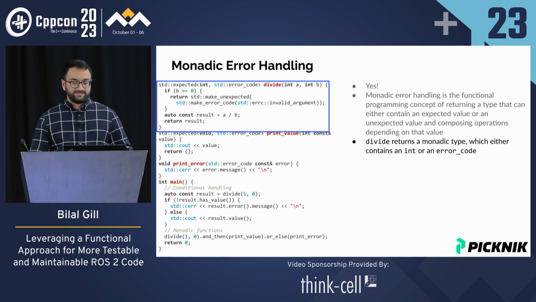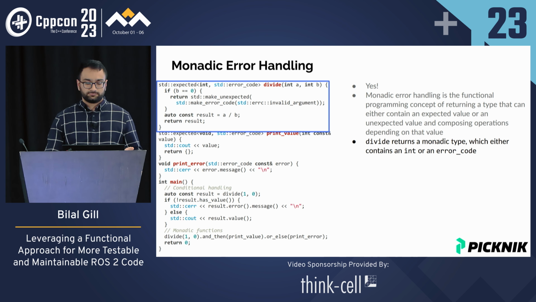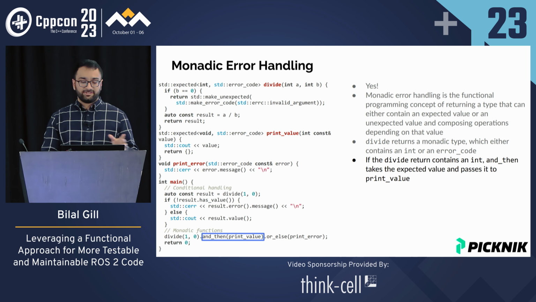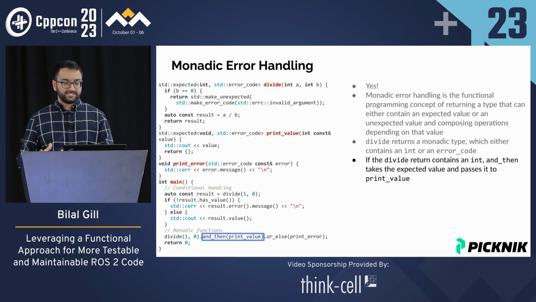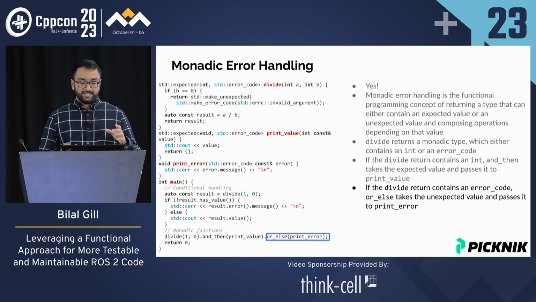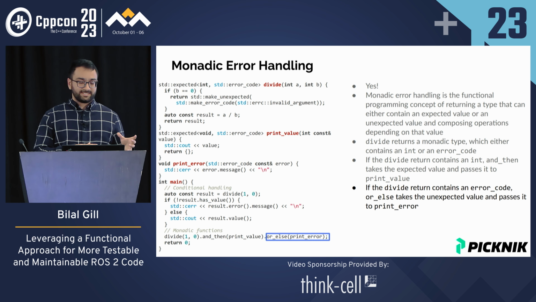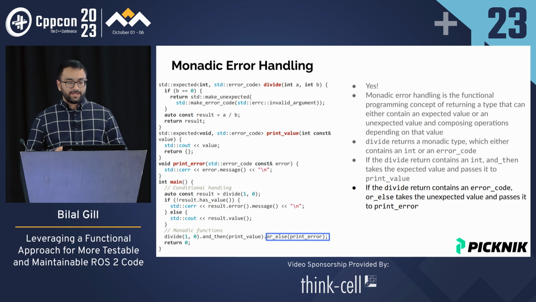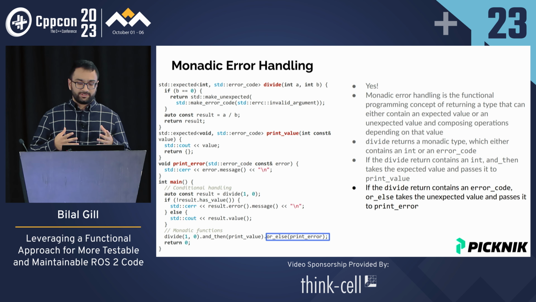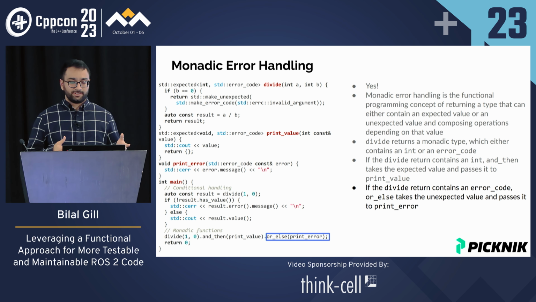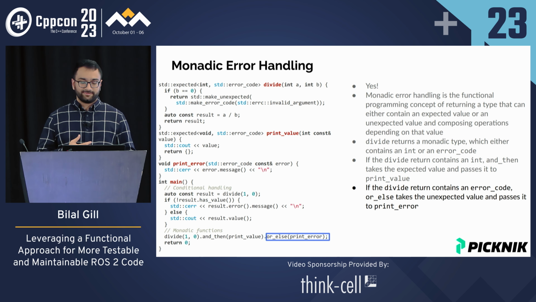So over here we have divide, and it returns a monadic type, which either contains an int or an error code. If the divide return contains an int, it takes the expected value and passes it to print value. If the divide return contains an error code, or else, it takes the unexpected value and passes it to print error. So this is actually a great method of removing logs from library code, because if your library function returns a monadic type, then the return can be directly inspected for errors, right?